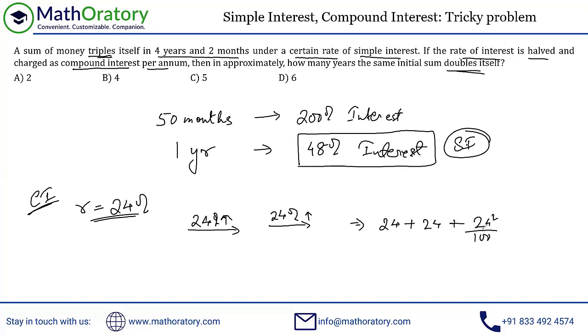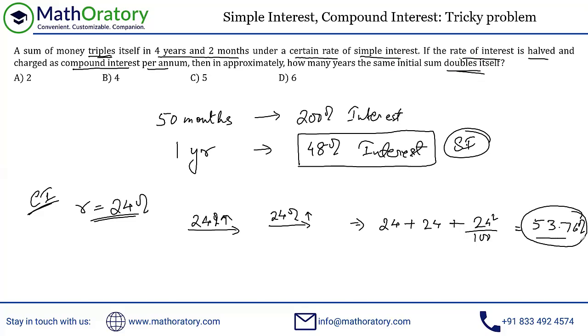This is 576 by 100, 5.76, and this is 48. To be precise, this is 53.76%. So in 2 years, we are getting a net interest of 53.76%. In order to double the money, we need to double the amount. So in order to double it up, we need 100% interest, isn't it?